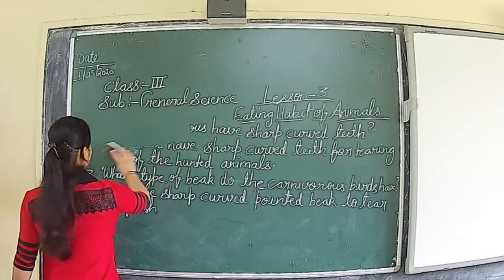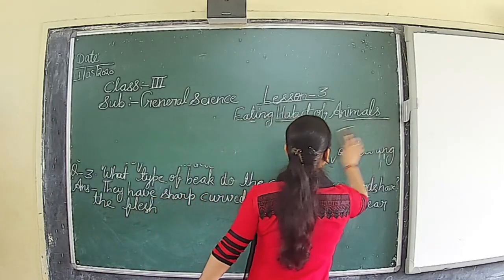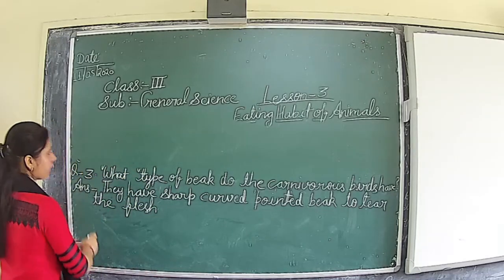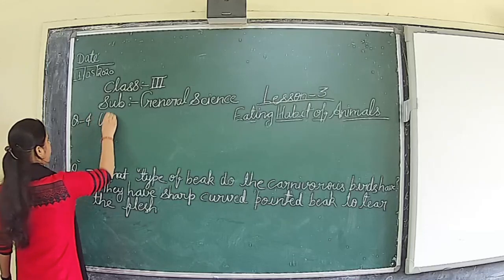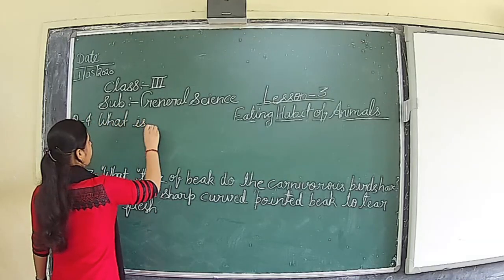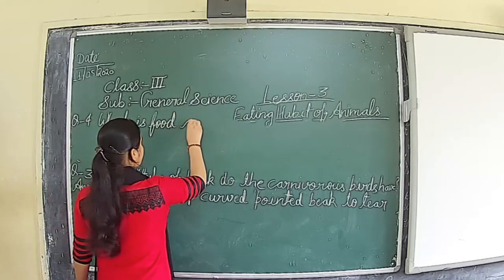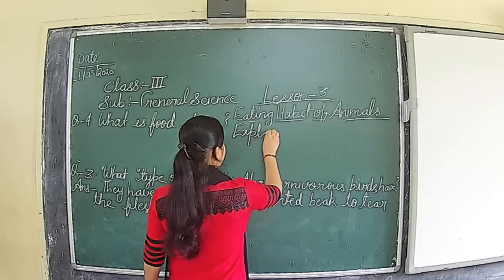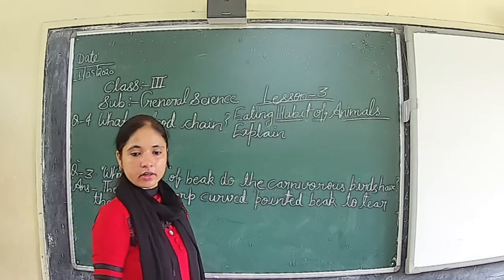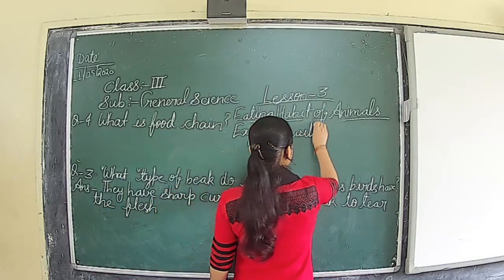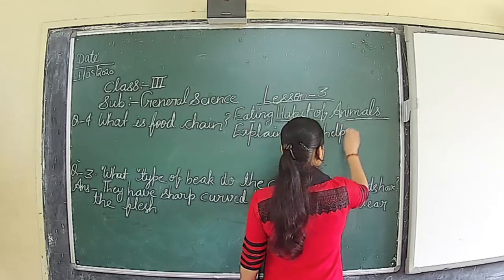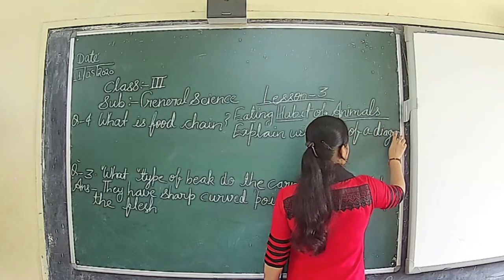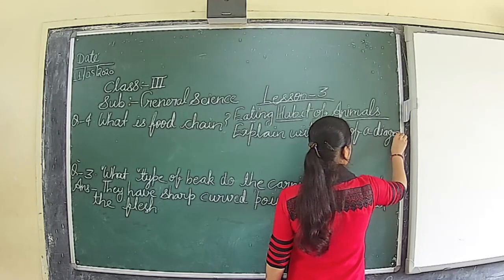I think you have done this question. So the next question, the fourth, is that you have to tell about the food chain. What is a food chain? Explain with the help of a diagram.